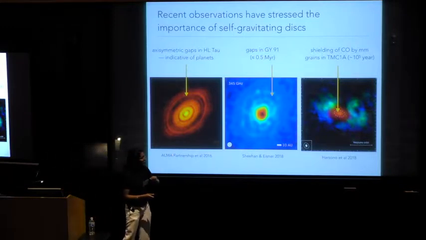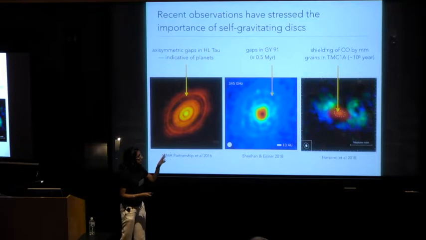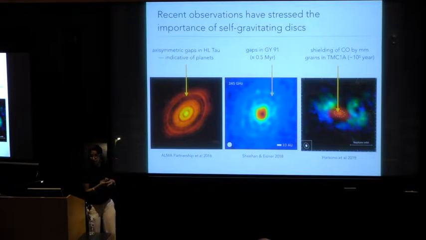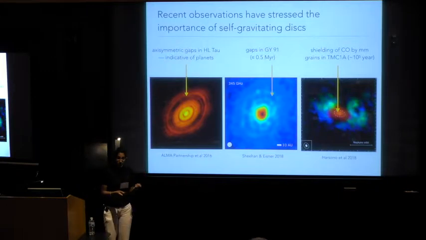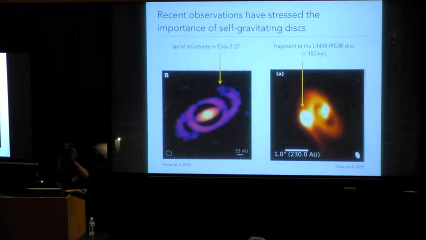The image on the right-hand side by Farzana et al. suggests that the CO in the inner part of the disk is actually shielded by millimeter grains. And if we have millimeter grains in such a young disk, then at least we have to think about the idea of dust growth when the disks are quite young.